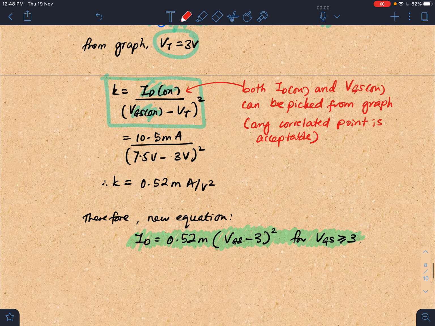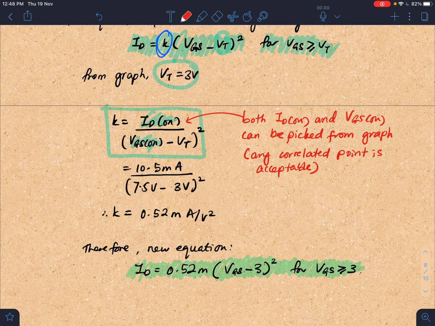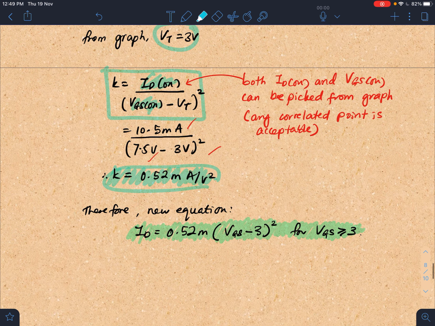Right, so go back to the question. I choose 10.5 milliampere for the ID on. VGS on is 7.5, and I calculate K equal to 0.52 milli. Then insert this parameter for K and also the VT. So this is the equation for the curve.